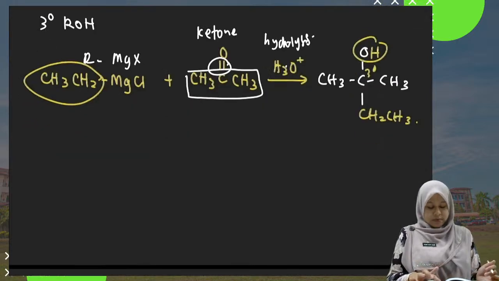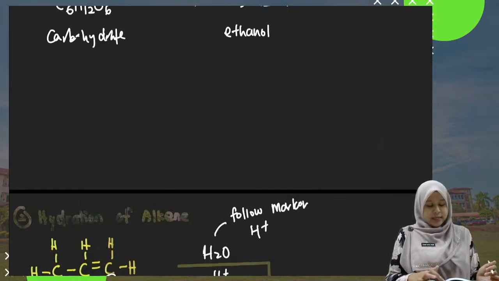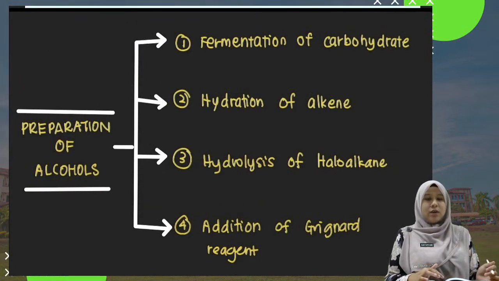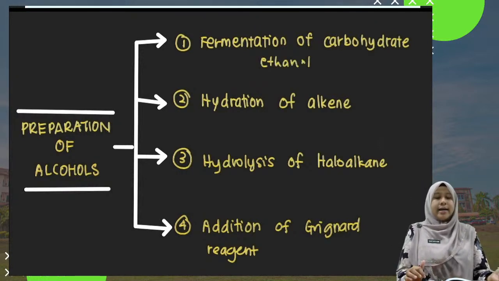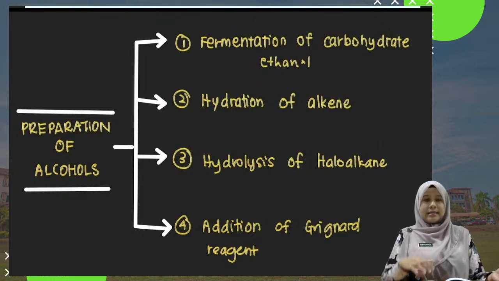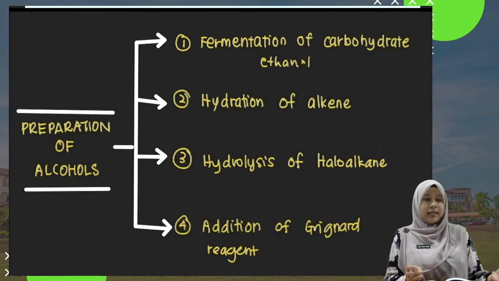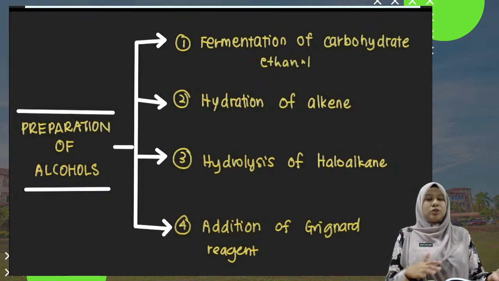So kalau kita summarize kat sini, kita cuma ada 4 reaction. Fermentation of carbohydrate by yeast, dia cuma akan hasilkan etanol sahaja. Okay, hydration of alkene, dia boleh hasilkan primary, secondary or tertiary alcohol. Sama juga hydrolysis of haloalkane. Dan untuk addition Grignard juga, kita boleh hasilkan primary, secondary and tertiary alcohol. Tapi depends on the reagent, sama ada kita guna metanal, aldehyde ataupun ketone.